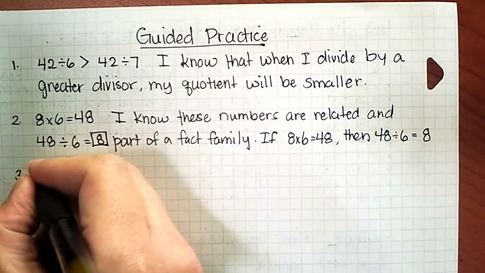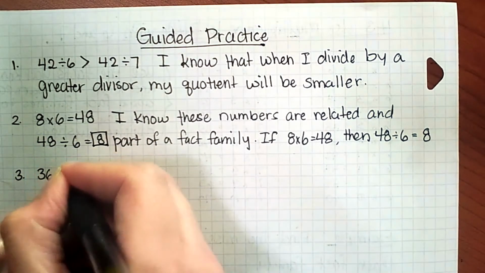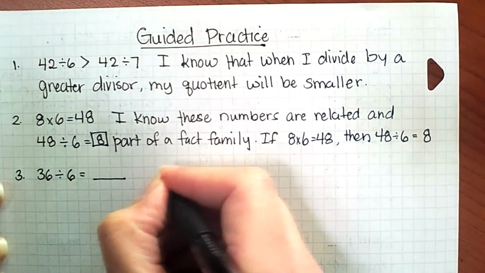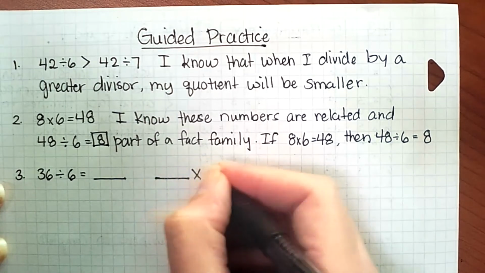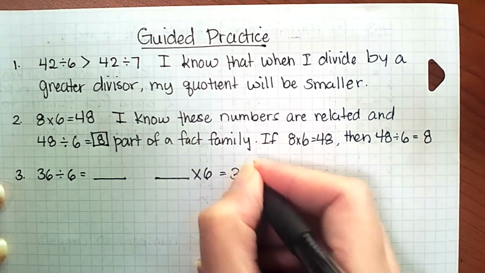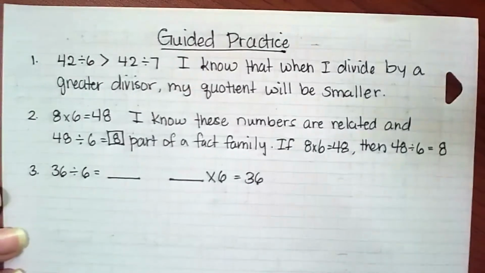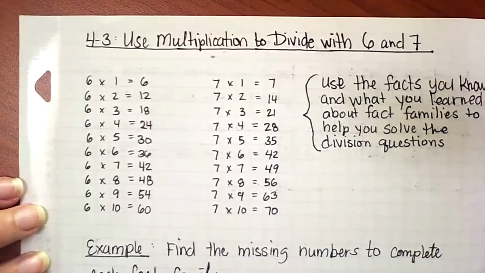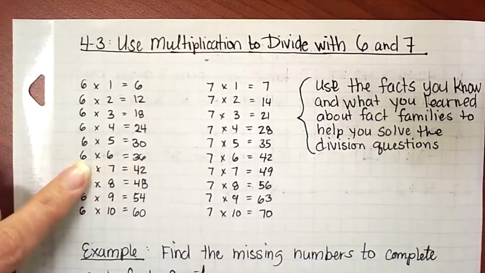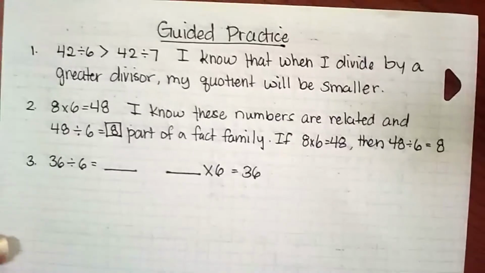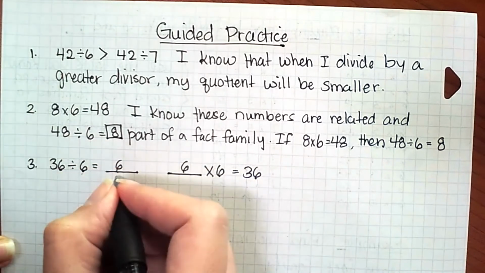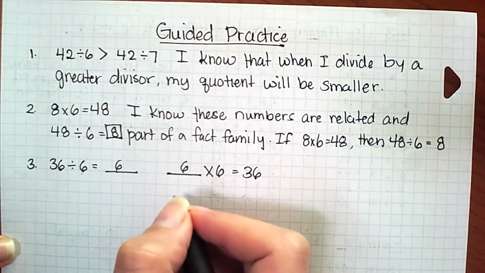So we have 36 divided by 6 equals a number. So over here, I need to figure out the other part. What number times 6 is equal to 36? So you can go back over here if you don't remember. I see that 6 times 6 is equal to 36. Or if you have these memorized, as you guys should, you will already be able to fill in the answer. So 36 divided by 6, 6 times 6 is equal to 36.